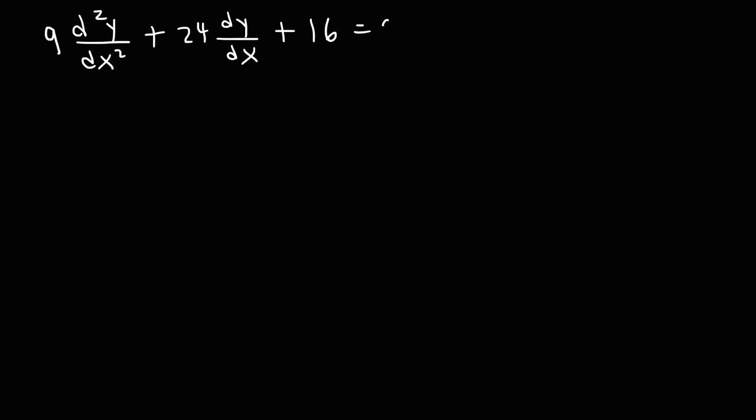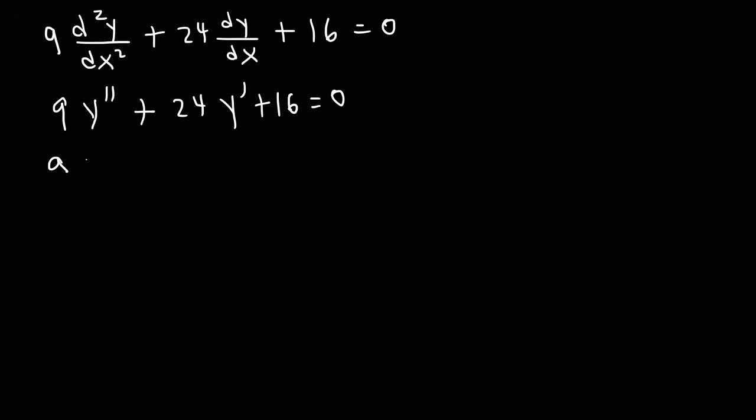Now let's try another example. Let's say we have 9 d^2y/dx^2 plus 24 dy/dx plus 16 is equal to 0. Feel free to pause the video and try that problem if you wish. If you see it in this form, you can put it back into a form that you're more familiar with. d^2y/dx^2, we can just replace that with y double prime. dy/dx, we can replace that with y prime. So we have this.